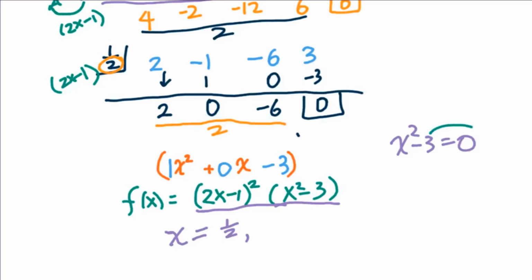For x squared minus 3 equals 0, this is a power pattern equation. Therefore, isolate the x squared, you got x squared equals 3. Then take the square root of both sides. x equals plus or minus square root of 3. So plus or minus square root of 3 is the zeros too.